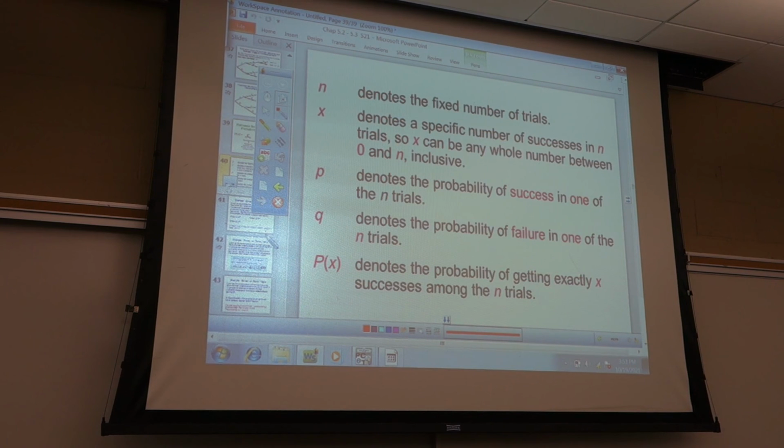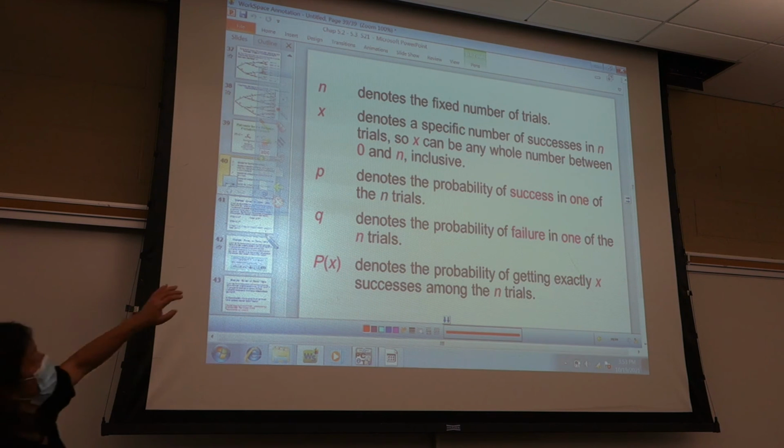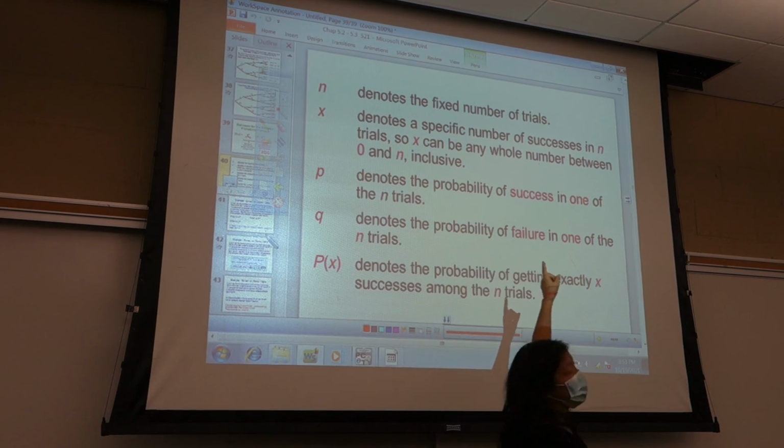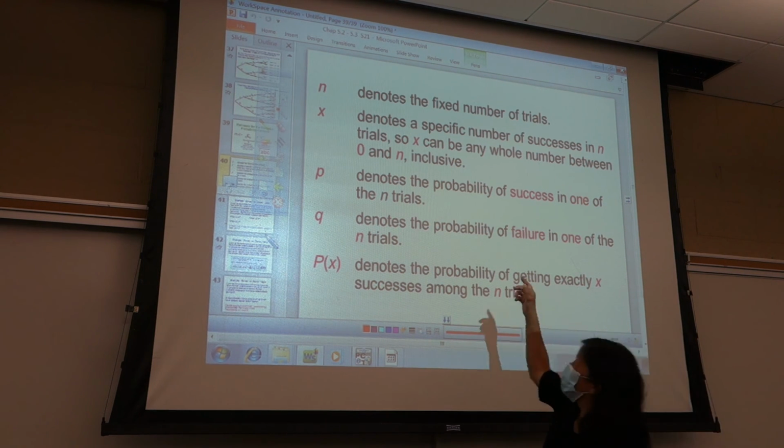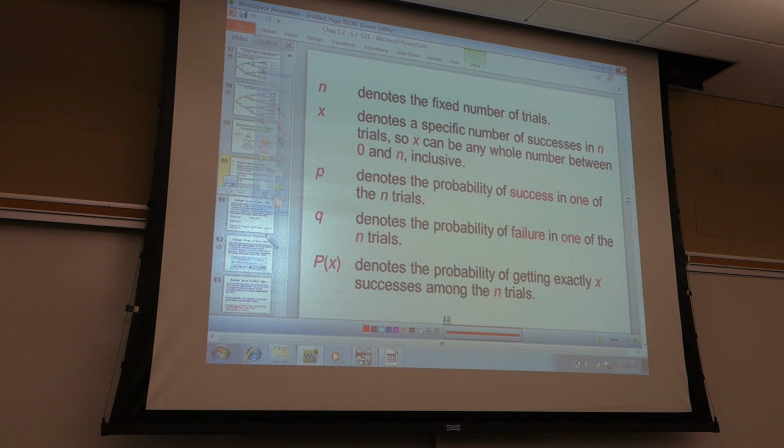Great. All right, so here's some notation you folks need. Just as a quick reminder, we talked about this already. N denotes the number of fixed trials. X denotes the number of successes out of n trials. And remember, it can be any whole number from 0 to n. You can't have 2.5 successes. Little p denotes the probability of success in one of the n trials. Little q is the probability of failure in one of the trials. And then big P of x is the probability of getting exactly x successes among n trials.